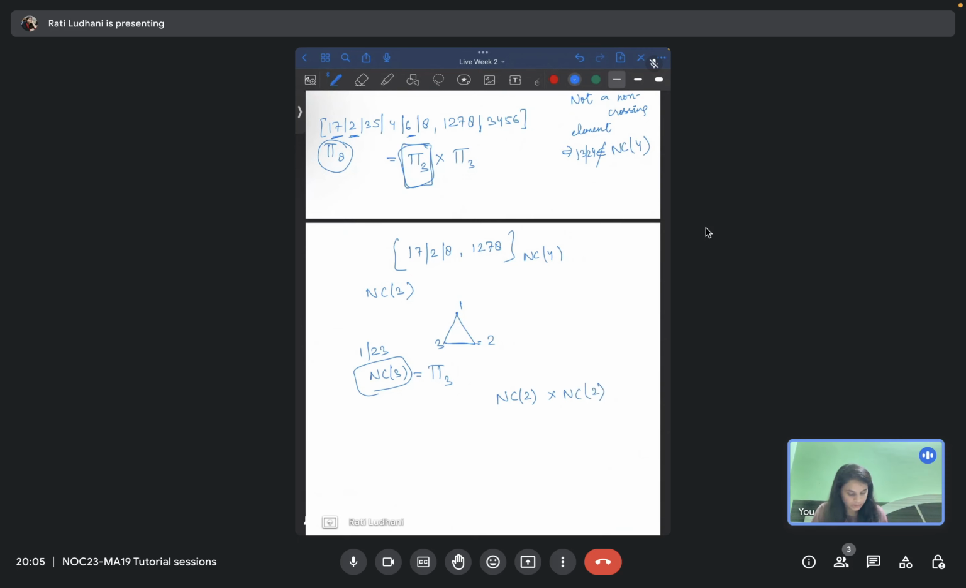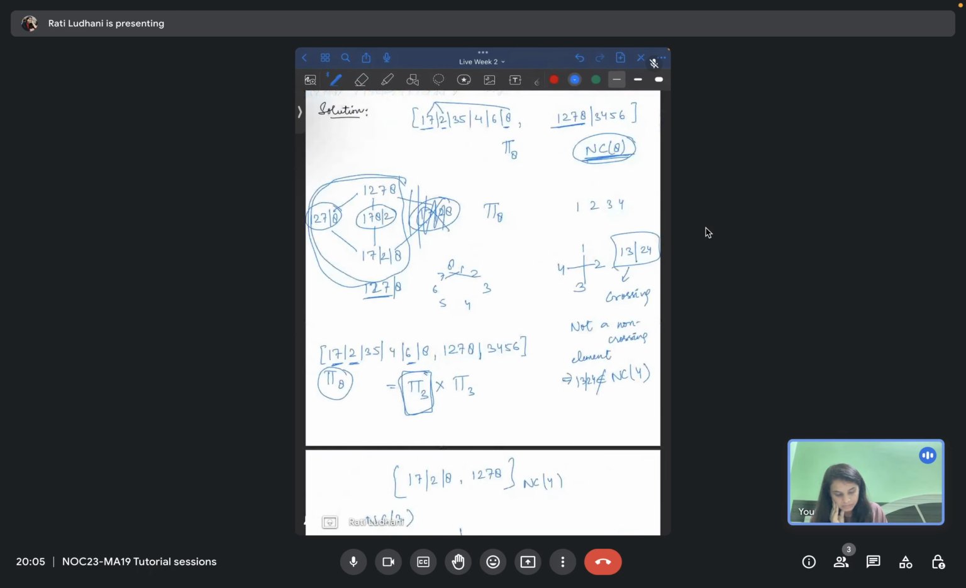What does that mean? You have 1 2 and you have this partition, so you have just one line and the other line is for example 3 4, or maybe let's write like this. So there are just two lines going up. There is this line and there is this line. So this is actually the same as NC2 cross NC2. That is the thing it is saying.